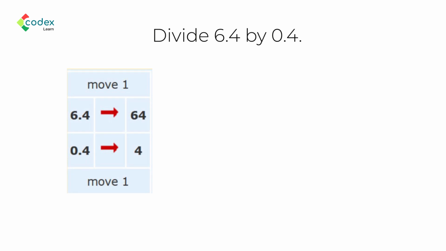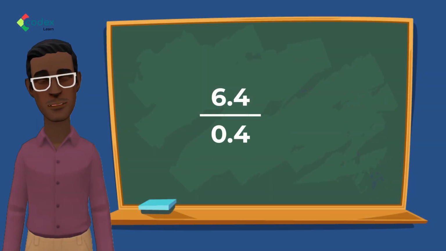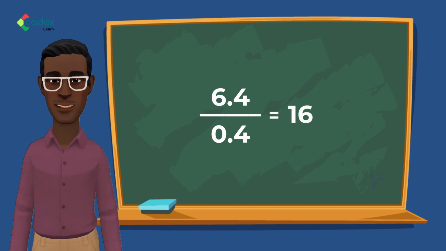For example, let's divide 6.4 by 0.4. Let us just shift the decimal point one space for both. 6.4 over 0.4 is exactly the same as 64 over 4. As we move the decimal point of both numbers, now we can calculate 64 over 4 equals 16. So the answer to the question 6.4 over 0.4 is 16.